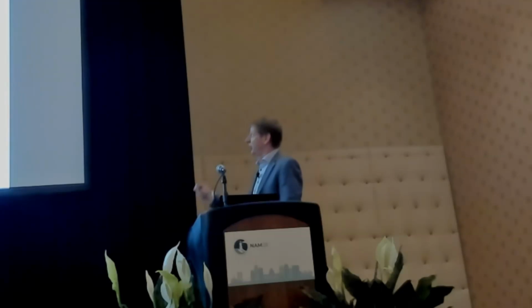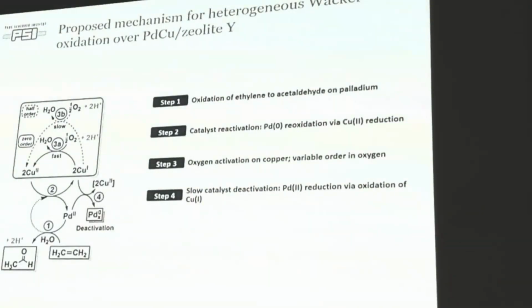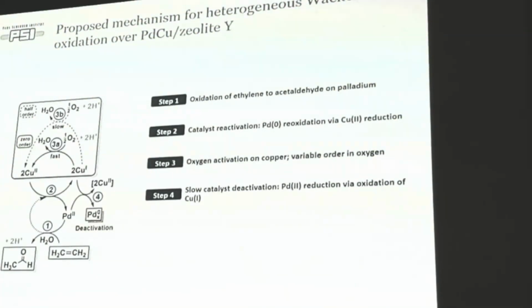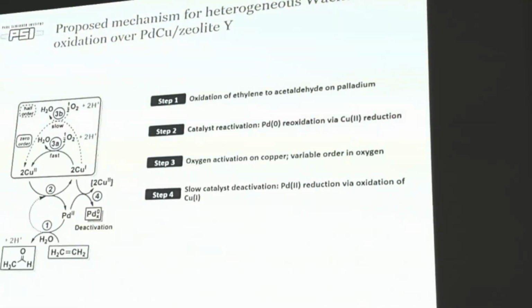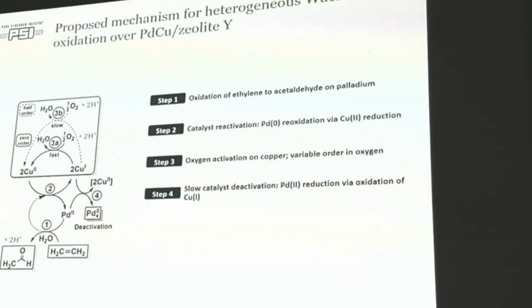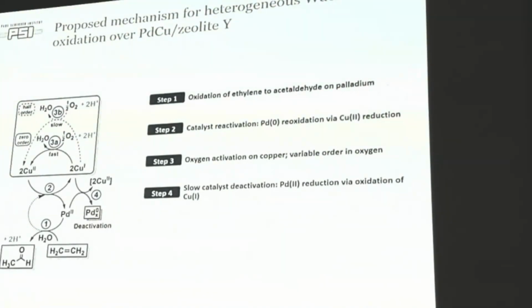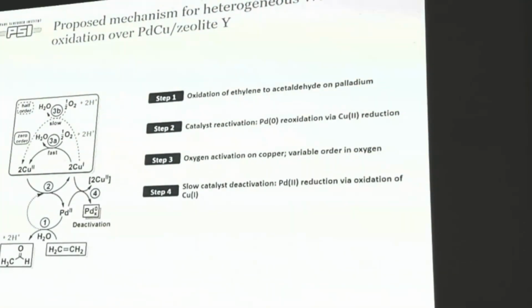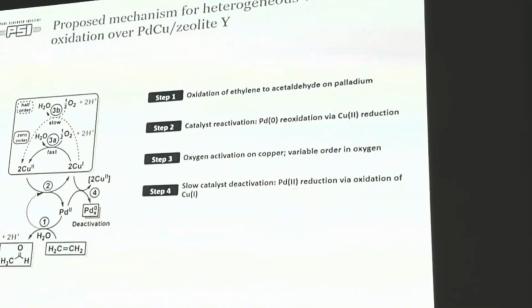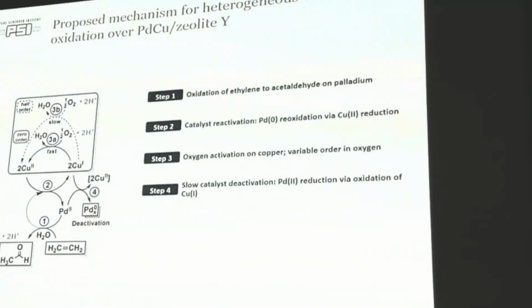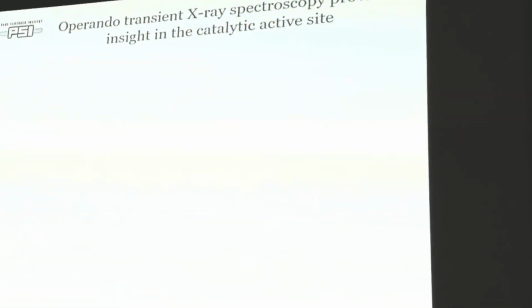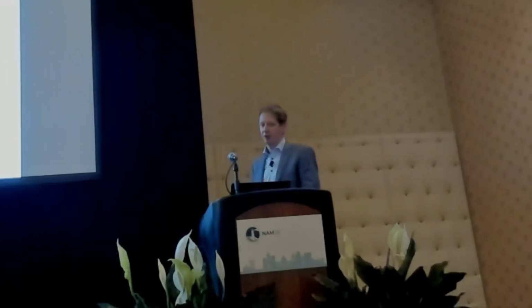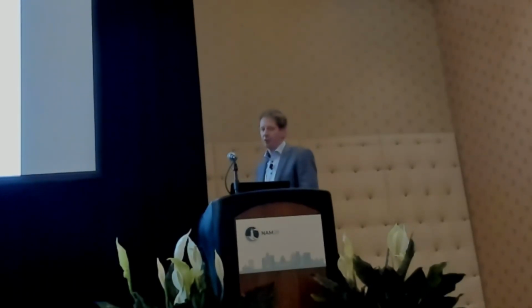So just a summary, basically what we learned from these studies, more of this is published already. We learned that oxidation of ethylene to acetaldehyde happens on palladium, and reactivation of palladium happens through completion of this palladium cycle by the copper 2 plus, copper 1 plus redox couple. Oxygen is activated on copper, and we see slow catalytic deactivation due to reduction of palladium 2 plus. Because what I wanted to show is that you really need this operando transient X-ray absorption approach to get insight.